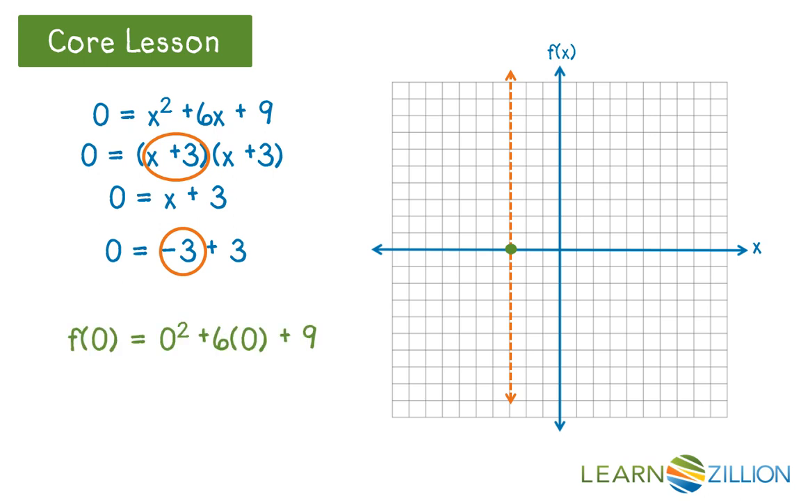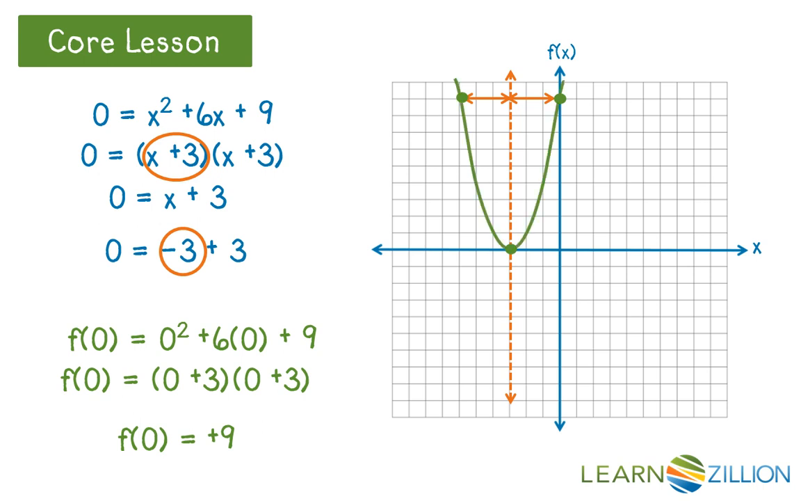When x equals 0, the parabola will cross the f of x axis. To find this intercept, you can use either the expanded form or the factored form of the function. The vertical intercept is 0, 9. This point is 3 horizontal units from the line of symmetry. So the corresponding symmetrical point will be 3 horizontal units on the other side of the line of symmetry. With the vertex and two symmetrical points on the parabola, we can now construct a rough graph of the parabola.